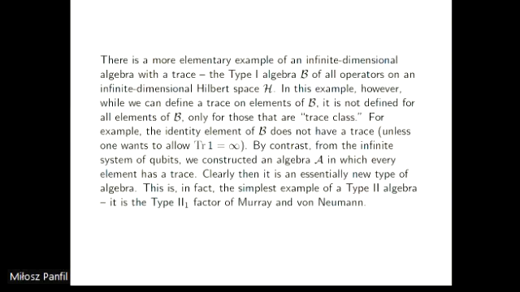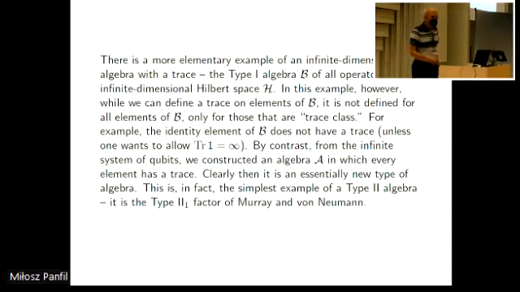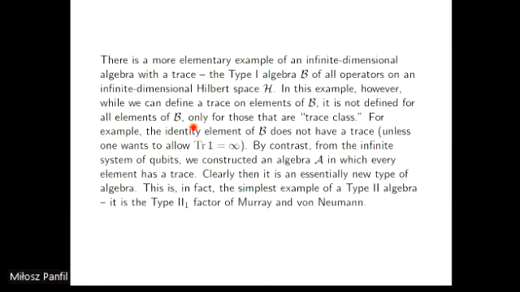There's a much more elementary example of an infinite dimensional algebra with a trace, the type 1 algebra B of all operators on an infinite dimensional separable Hilbert space H. But in that example, though we can define a trace on elements of B, it's not defined for all elements, only those that are trace class. For example, the identity element of B does not have a trace unless you want to allow infinity as a value of the trace. By contrast, from the infinite system of qubits, we constructed an algebra A in which every element has a trace. So clearly, it's an essentially new kind of algebra. It's the simplest example of a type 2 algebra. It's the type 2 factor of Murray and von Neumann.